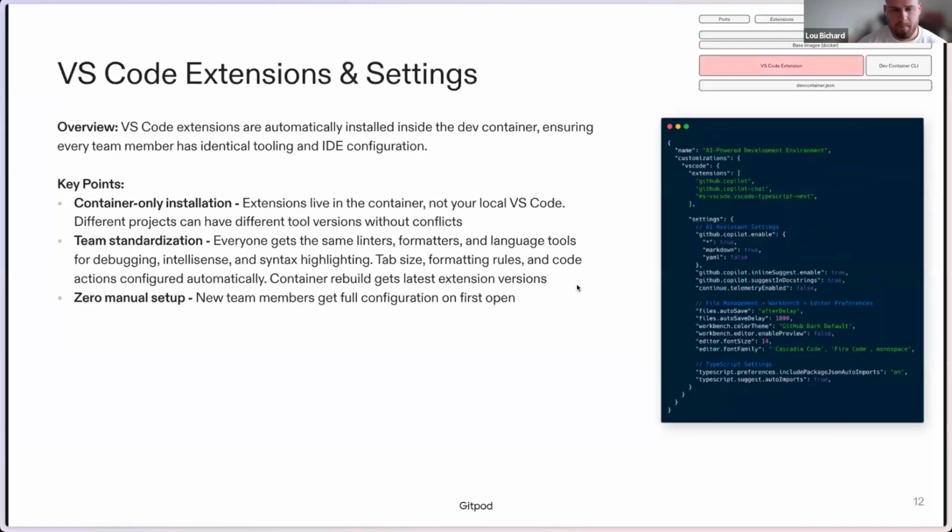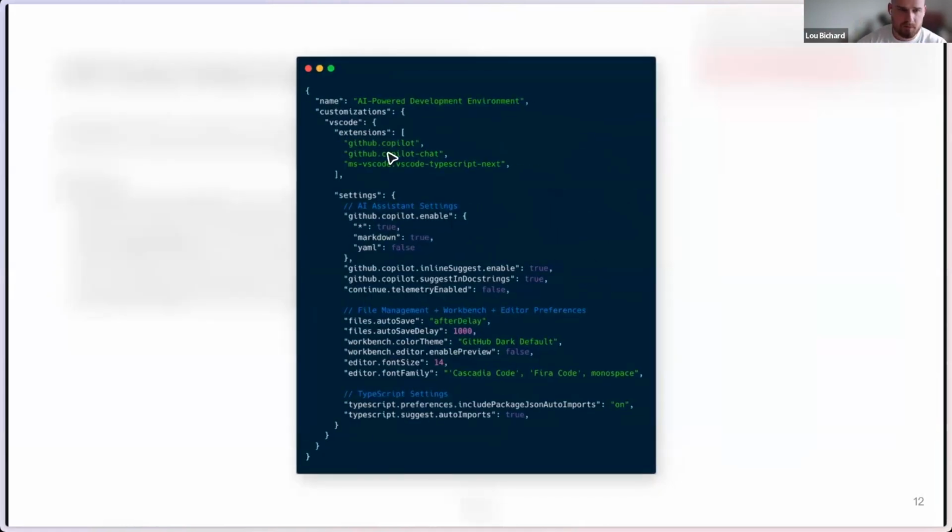Okay, so moving on, we've got VS Code extensions and settings. This is quite straightforward, I think: you can basically just plug in your extensions inside of the dev container spec.